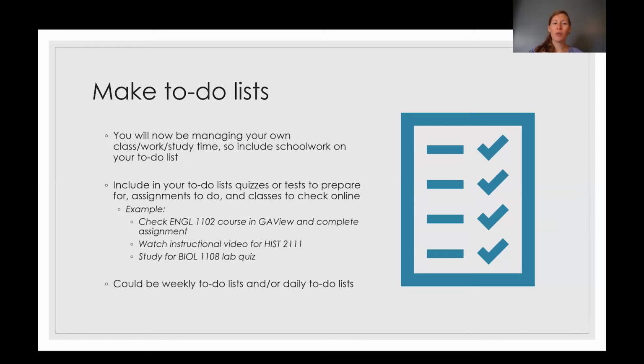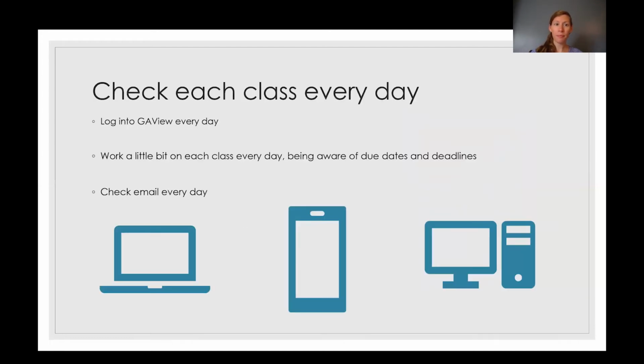You're writing down specific things that you need to do, not just the due dates, but when you want to work on them. You could keep weekly to-do lists and/or daily to-do lists. My example is more like a daily to-do list, some things that I want to do this day. But you could also write down things that you have to do for the week if you include the deadlines and the due dates, so you know when you can work on those.